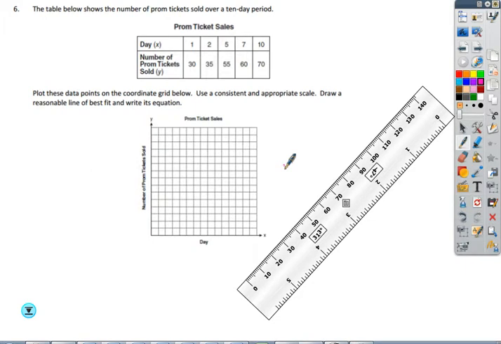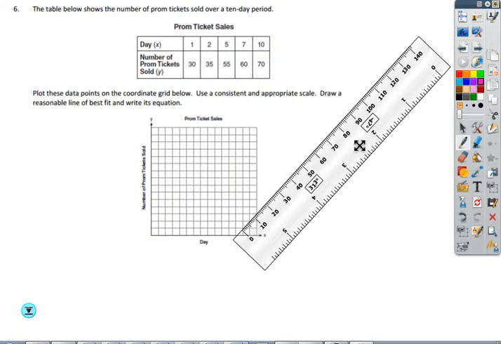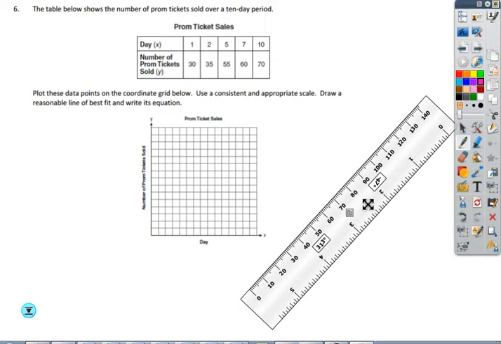Today we're going to answer a question about scatter plots. The table below shows the number of prom tickets sold over a 10-day period. Plot these data points on the coordinate grid below. Use a consistent and appropriate scale. Draw a reasonable line of best fit and write its equation. You're going to need a ruler to answer this question, so make sure you have your ruler ready.